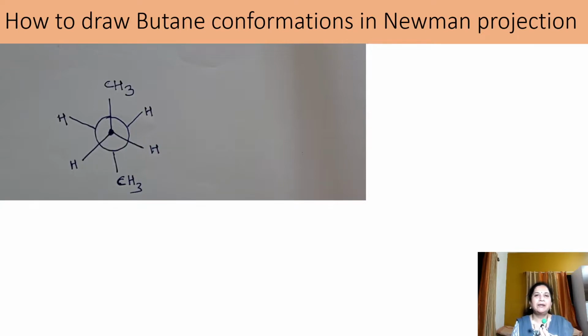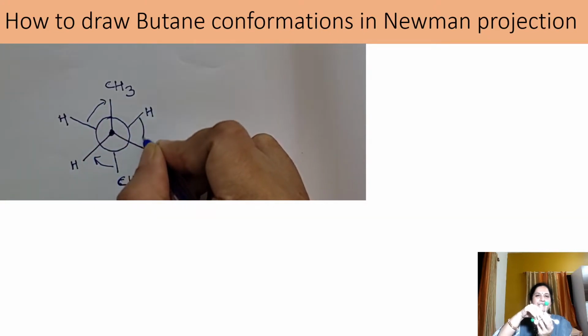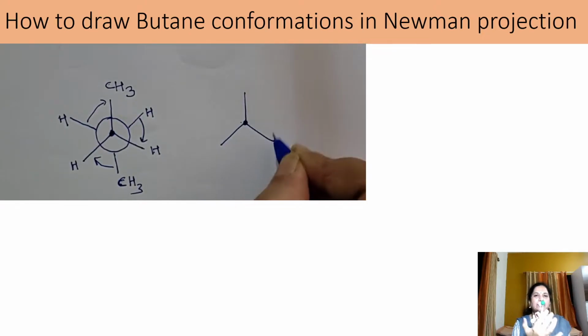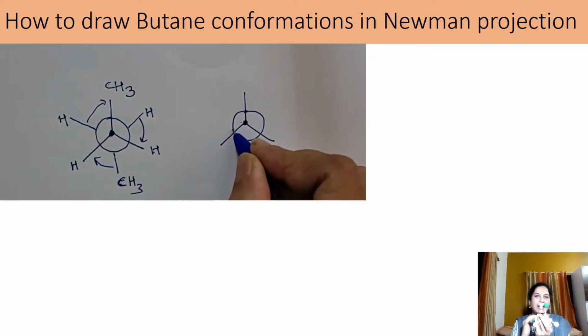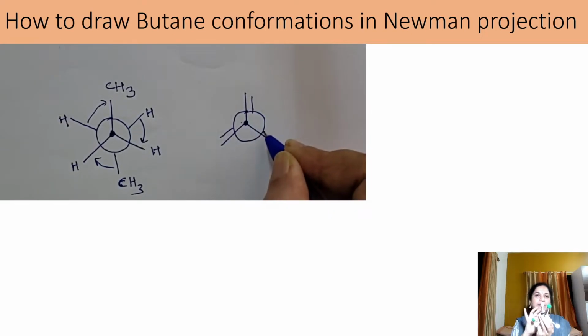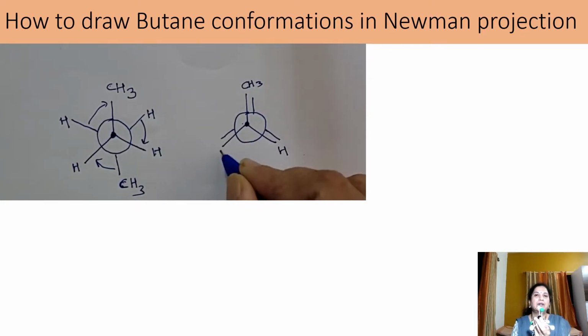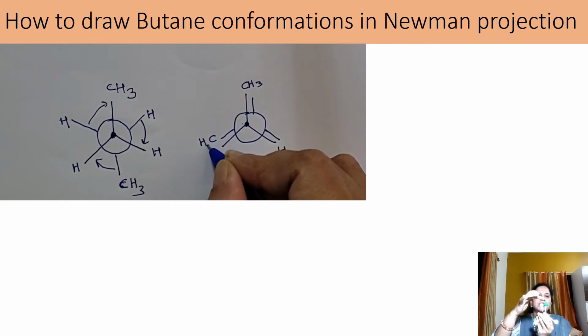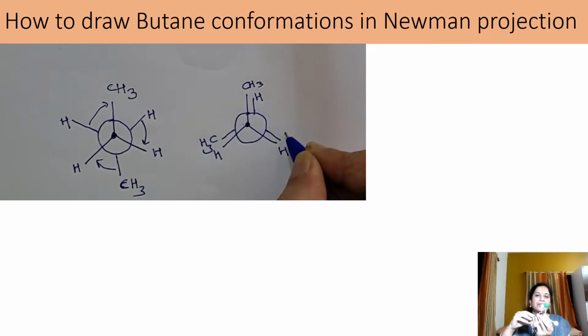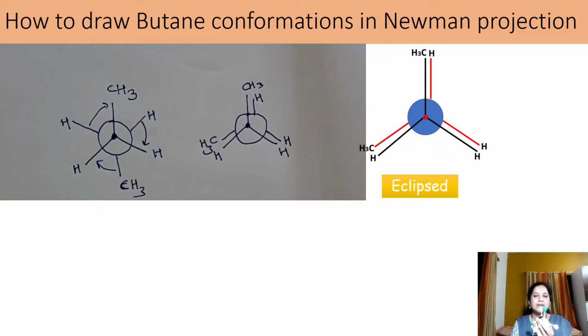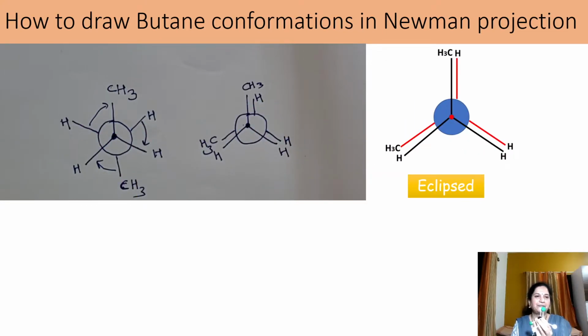Now I will rotate the back carbon through 60 degrees like this. So now what you can see is only the front carbon and 3 bonds attached to it, and the back 3 bonds are exactly behind the front bonds. So this is the eclipsed conformation. Just watch the positions of the methyl group. For the front carbon the CH3 group is here, for the back carbon the CH3 group is here. So this is called the eclipsed conformation.